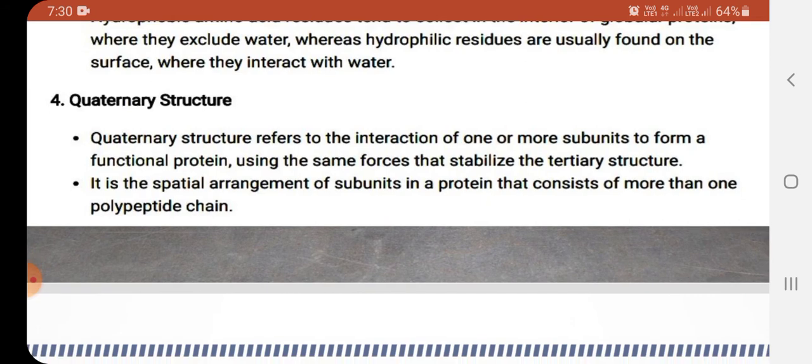Then we discuss the quaternary structure of protein. Quaternary structure refers to the interaction of one or more subunits to form a functional protein using the same forces that stabilize the tertiary structure. It is the spatial arrangement of the subunits in a protein that consists of more than one polypeptide chain. Such proteins are called oligomers or multi-subunit proteins, while the individual polypeptide chains are either protomers or monomers. The number of polypeptide chains involved can be determined by determining the number of amino acid residues per protein molecule.